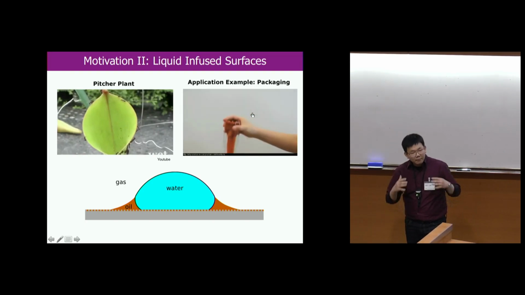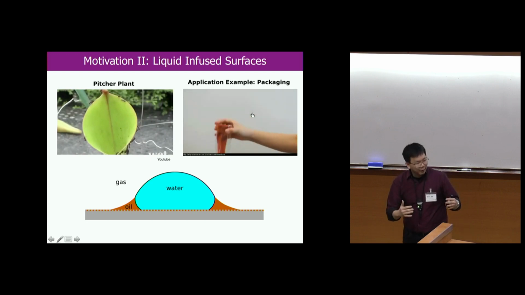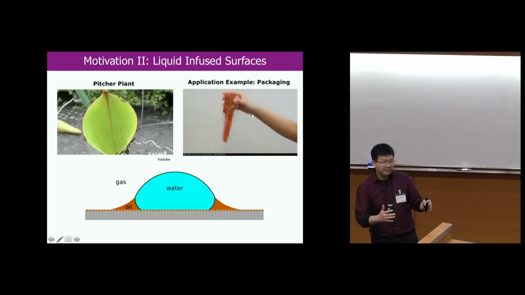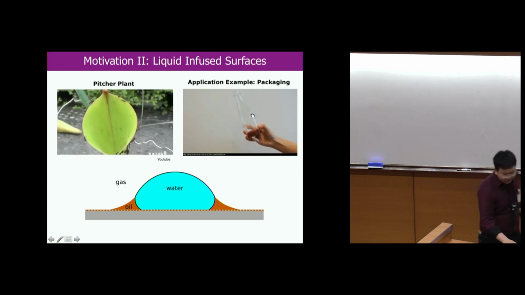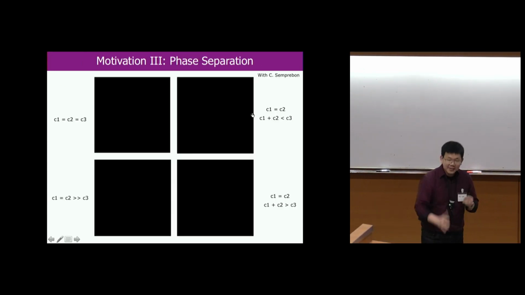It's corrugated, but the corrugation is infused by another liquid. This is typically some wetting oil. Okay, this is the second example. Third example, phase separation. So I think many physicists like phase separation.